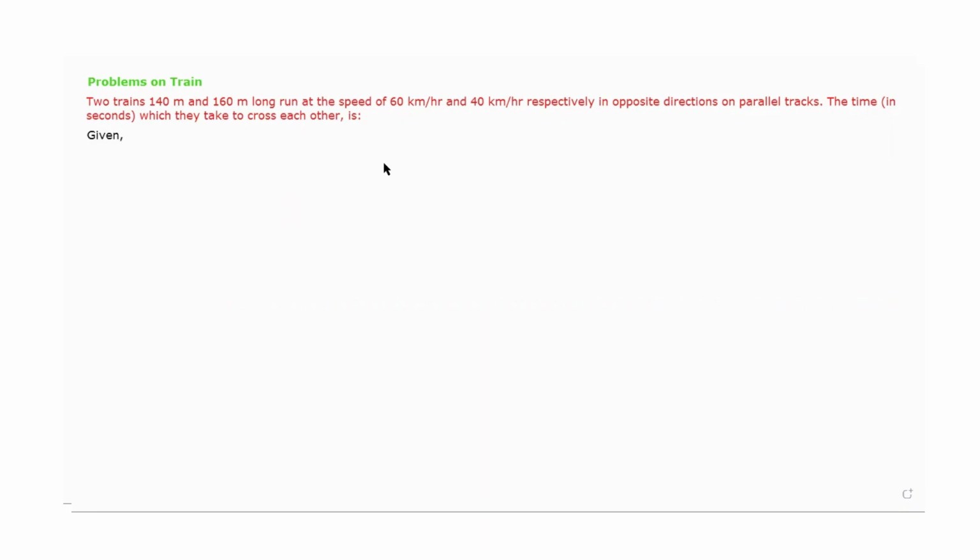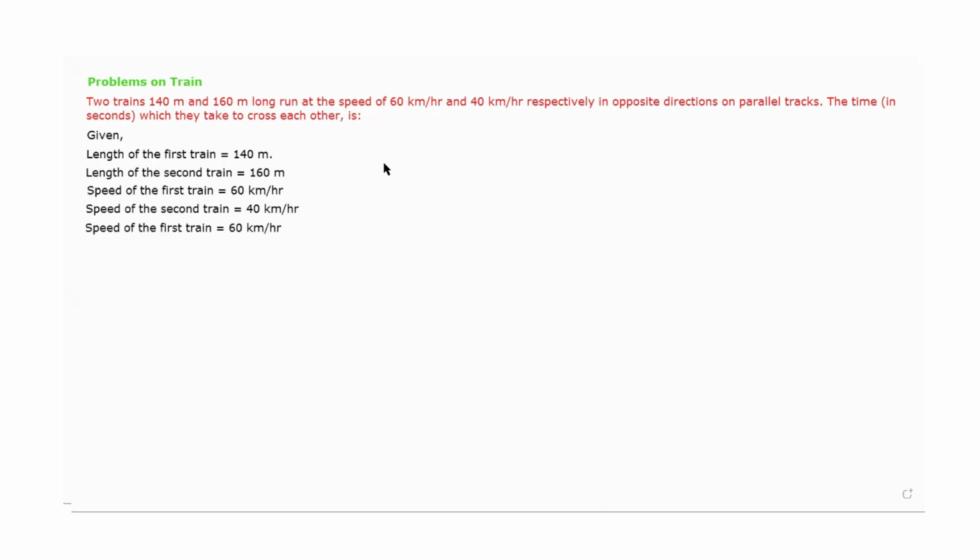Given, length of the first train equals 140 meters. Length of the second train equals 160 meters. Speed of the first train equals 60 kilometers per hour. Speed of the second train equals 40 kilometers per hour. First, let's convert the speeds from kilometer per hour to meter per second. Speed of the first train equals 60 kilometers per hour equals 60*1000 m/3600 s equals 16.67 meters per second.